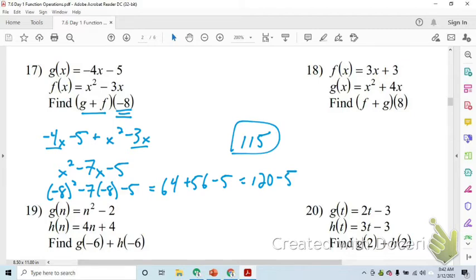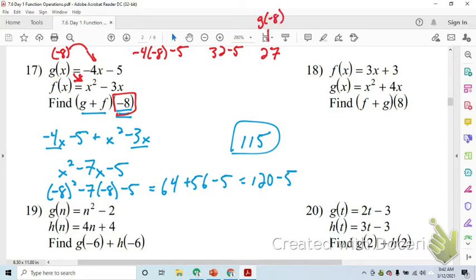Now, another way we could have done that is plug negative 8 in here and here, and then just take those two and add them together. So let's see if that one works. So if I take g of negative 8, that means I'm substituting negative 8 in right here. So this would be negative 4 times negative 8, and that minus 5. So this would be 32 minus 5, which should be 27. Okay, so that's what we get from g of negative 8. G of negative 8 goes right there.